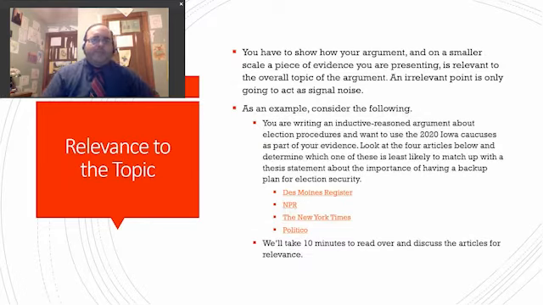So, starting with relevance. You have to show how your argument, and on a smaller scale, a piece of evidence you are presenting, is relevant to the overall topic of the argument. An irrelevant point is only going to act as signal noise. So you need to find research that's going to pretty much completely apply to your argument, apply to what you're trying to prove. It has to apply completely to the circumstances of the situation that you're writing about. It has to apply to the topic, apply to the argument.